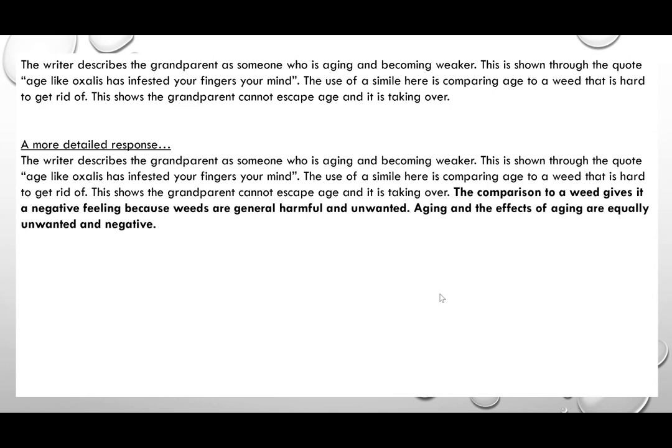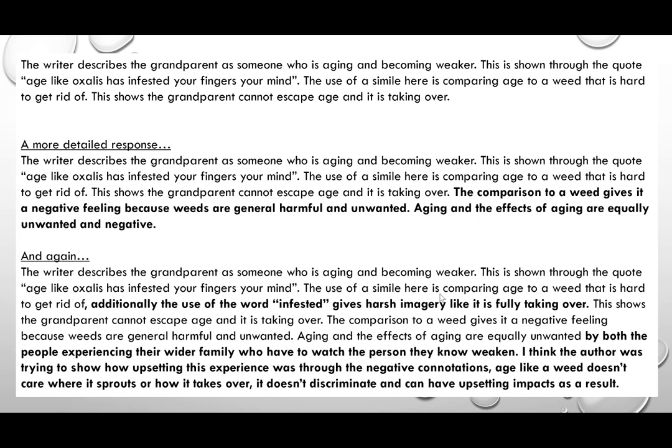A little bit more detailed, same one as before, but I put a little bit more detail there in bold. The comparison to a weed gives it a negative feeling because weeds are generally harmful and unwanted. Aging and the effects of aging are equally unwanted and negative. That would be more like a 4. And then a 5 has a little bit more detail.